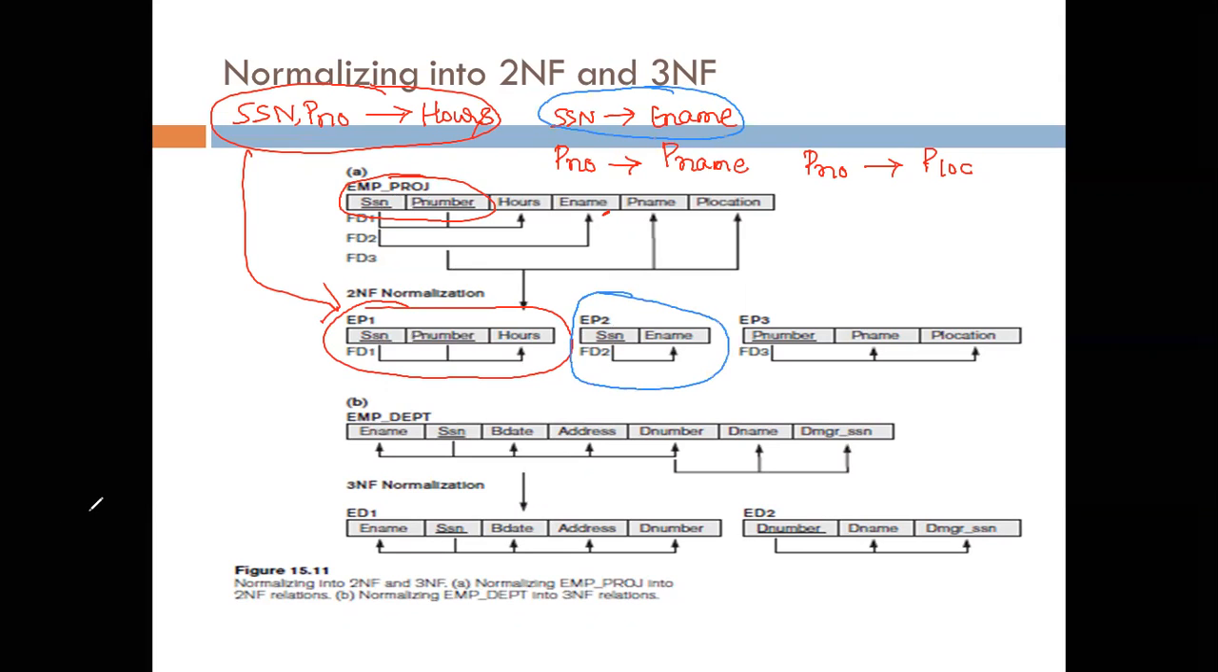for this particular functional dependency. Next, project name. It is dependent on project number. It is not dependent on SSN. So we'll again divide it. And again, location. It is again dependent on project number. So two things are dependent on project number.